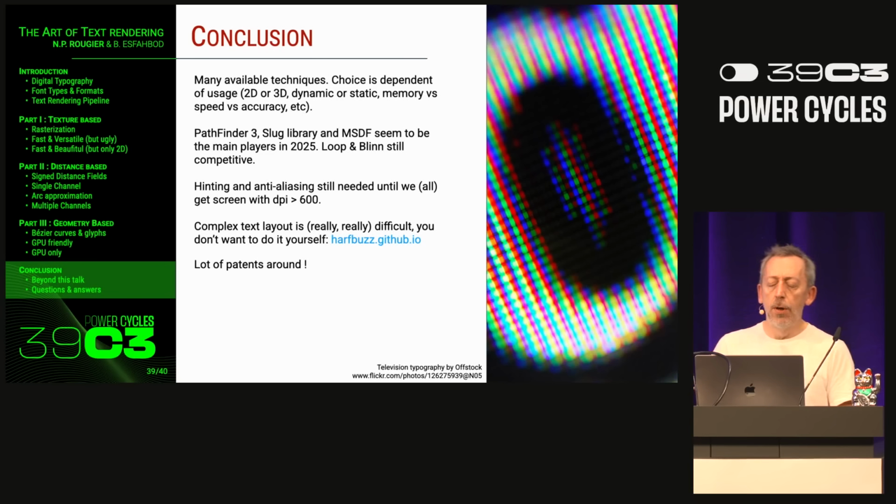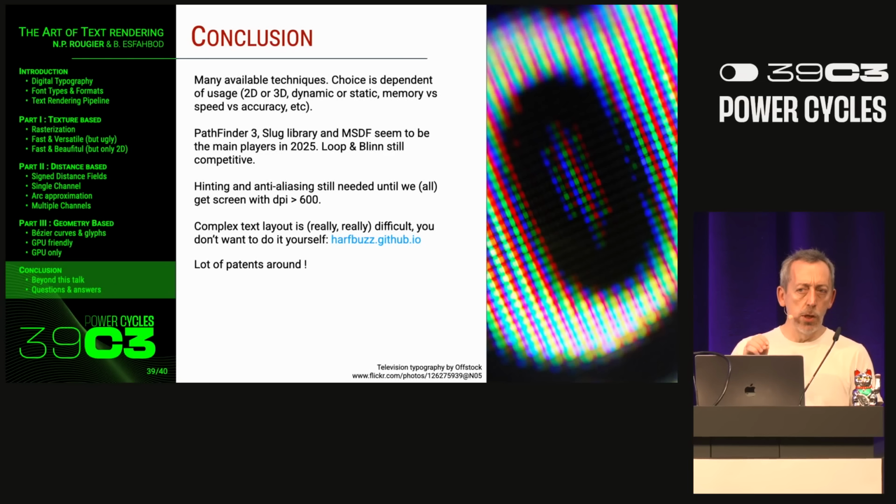I will stop here, but as I explained, there are many available techniques, and the choice really depends on what you're trying to achieve. So, for example, if you're doing a game, maybe it's fine to have text as a font, or maybe SDF is fine. And of course, if you're rendering a document online with a lot of typography or mathematical formulas, etc., you want to have very fine rendering. Pathfinder, which has a third version, the Slug library and MSDF are maybe the main players.